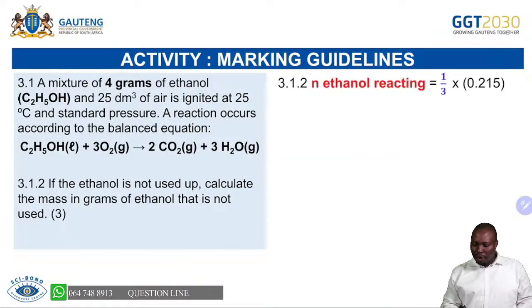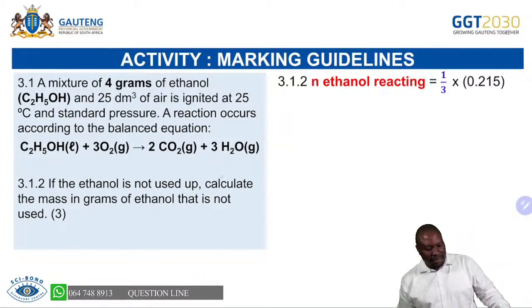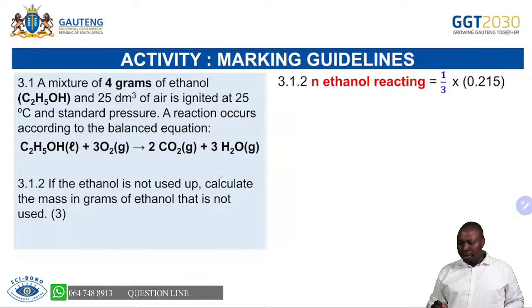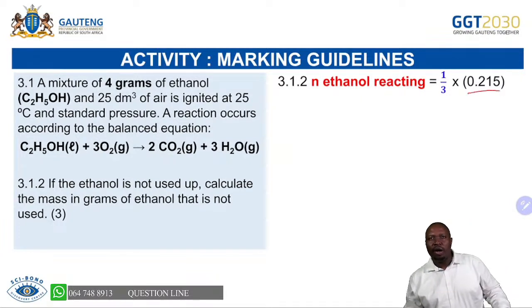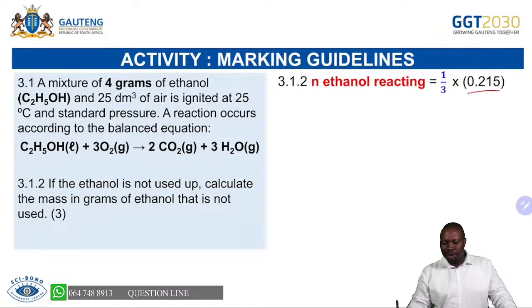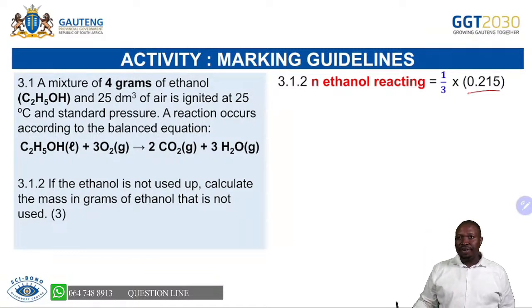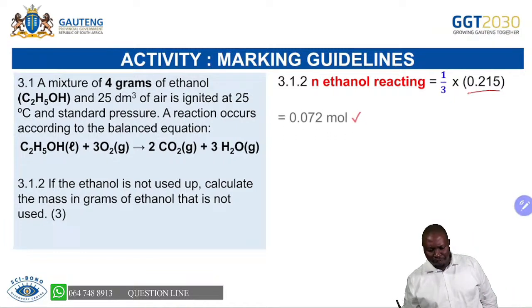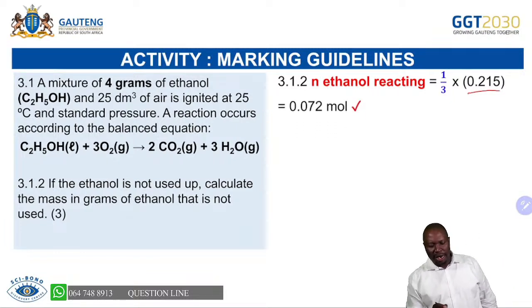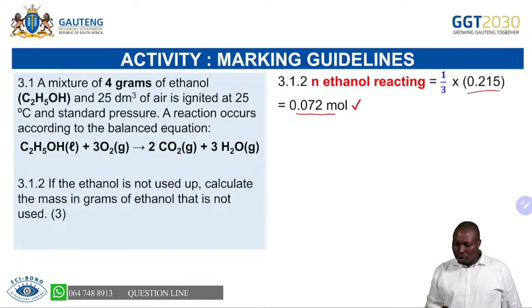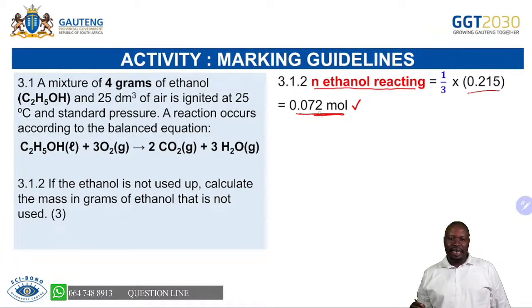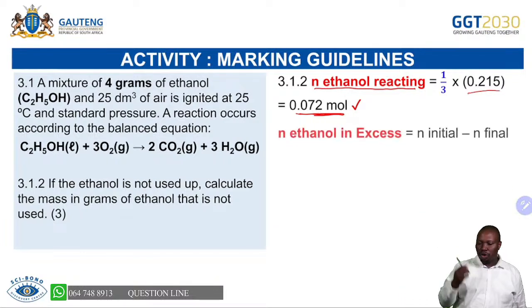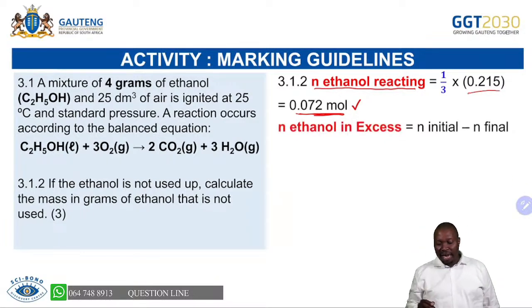Now, the next question was, if the ethanol is not used up, calculate the mass in grams of ethanol that is not used. Remember, we were saying now the ratio is 1:3. When you multiply that by the 0,215, the one that we had for your oxygen, you are able to get 0,072, which is the number of moles of ethanol that reacted. So the number of moles of ethanol that reacted is 0,072, and then how much is in excess?